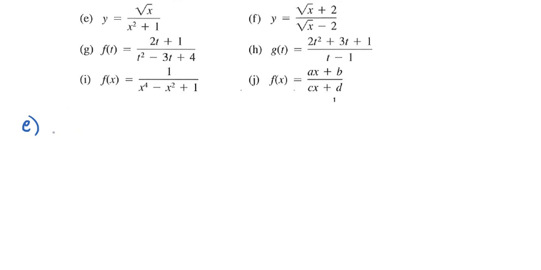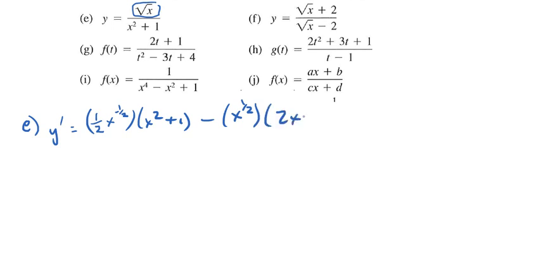Okay, some of you are already doing E here, but I'll show you what to do with E. So quotient rule: derivative of the top is 1/2 x to the negative 1/2 times the bottom, x squared plus 1, minus the top, x to the 1/2, times the derivative of the bottom, which is 2x, all over the bottom squared.